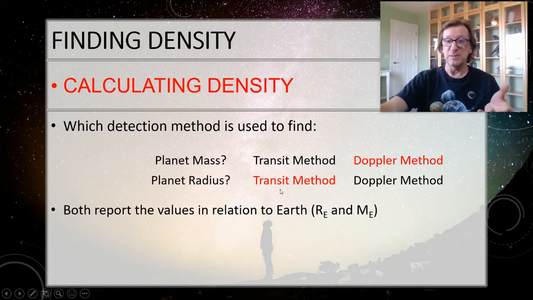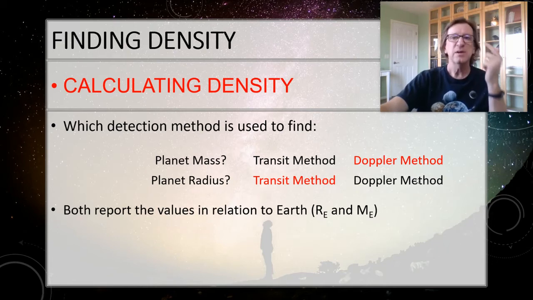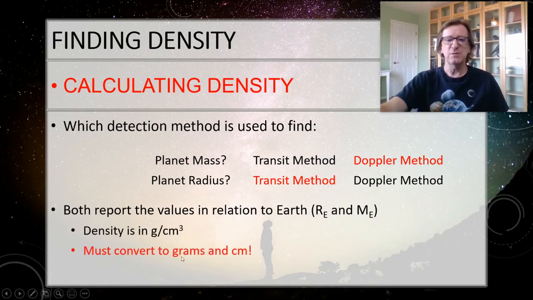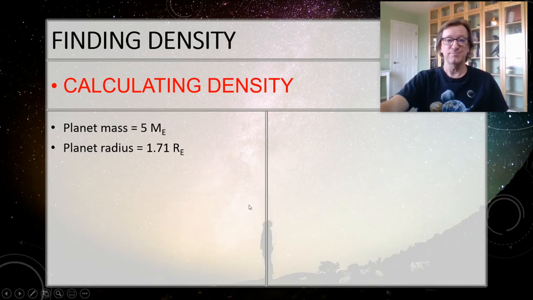We can do something similar to convert our Earth radius into centimeters, but remember that that's the radius. So I've got one more tiny little step. I need to use that radius in centimeters to figure out the volume in cubic centimeters. We'll go through all these steps. So density is in grams per cubic centimeter. So we're going to convert both of these to grams and centimeters. And those conversion factors are on your equation sheet.